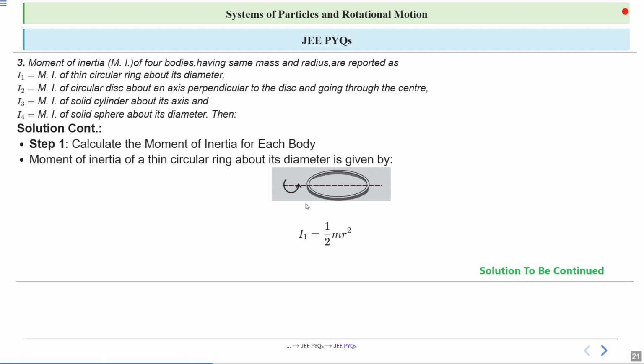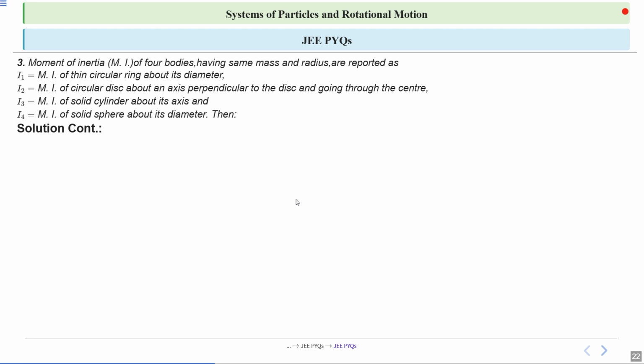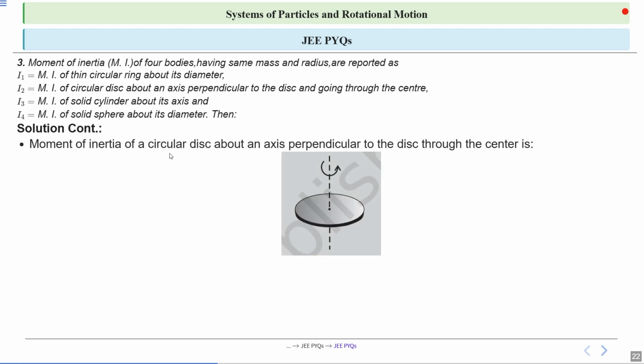Now, moment of inertia of a circular disc about an axis perpendicular to the disc, this one, perpendicular to the disc through the center, I2 equal to 1/2 mr square.